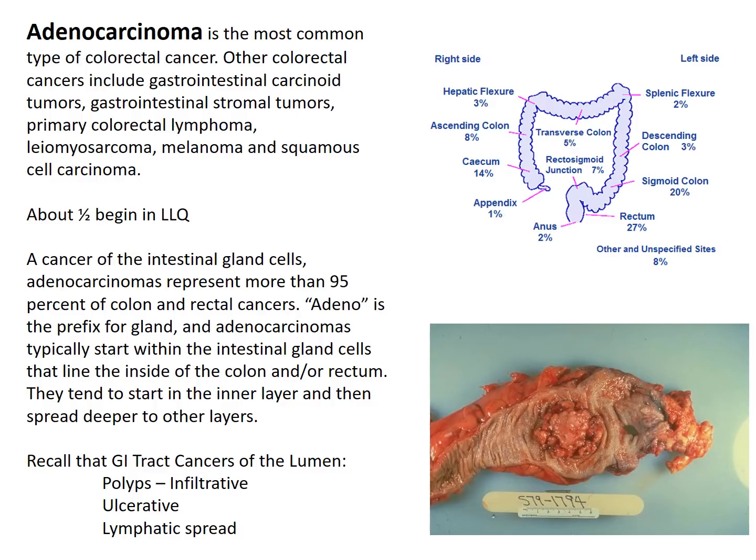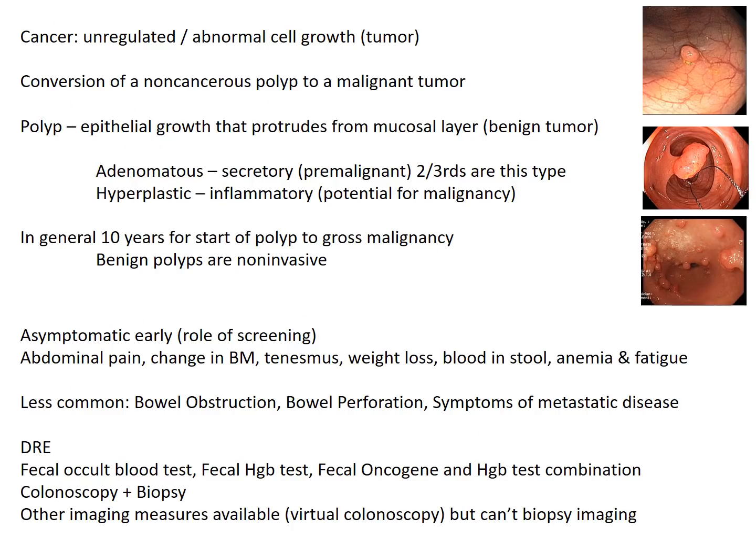Remember that cancers of the GI tract can present as a polyp, they can present as an ulcer, and they have a high degree of lymphatic spread. Picture there is showing you a resected region of a large infiltrative polyp as an example of adenocarcinoma.